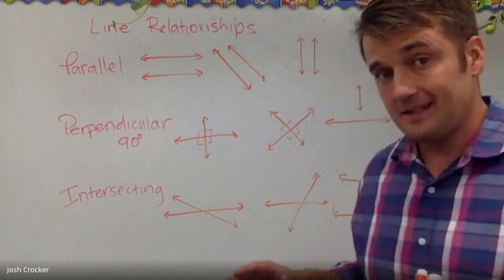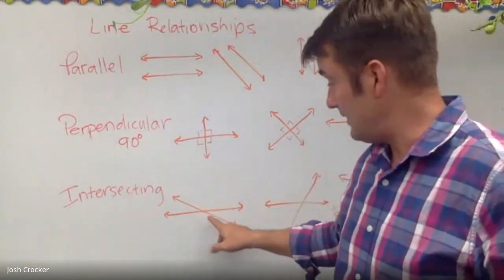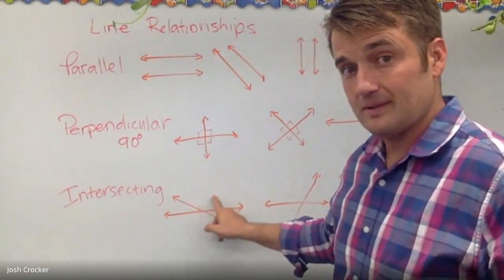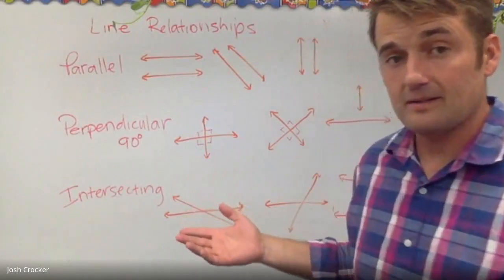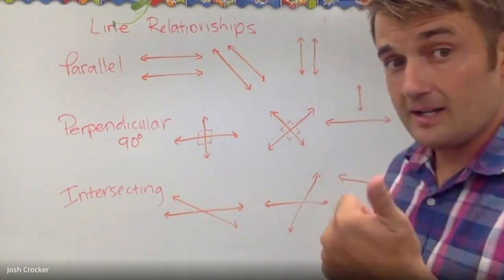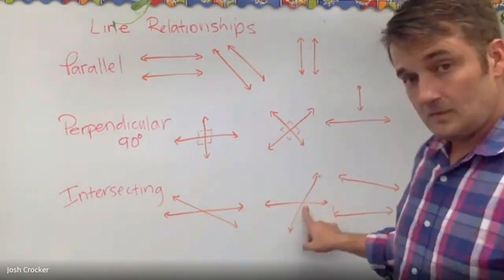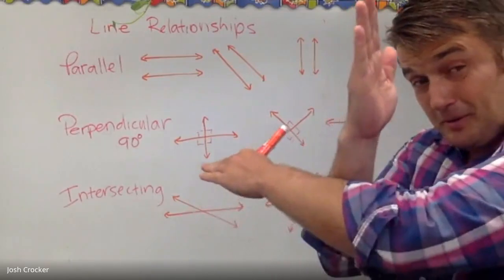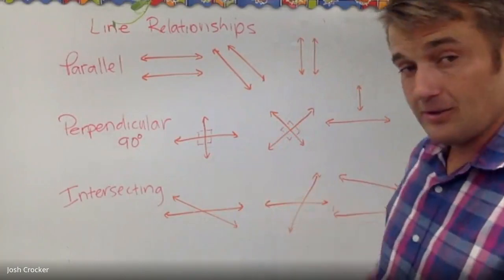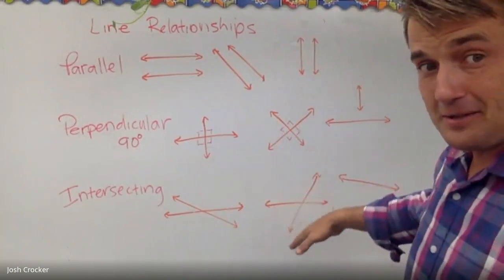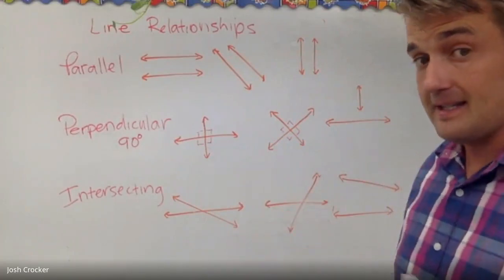If they meet and they make any other angle, like here, we've got acute angles and obtuse angles: acute, acute, obtuse, obtuse. Those are intersecting. So if they cross and they're not 90 degrees, we call all of it intersecting. The same thing here. This looks like it's almost perpendicular, but it's not. It's like a 94-degree angle and an 86-degree angle, but it's intersecting, because it's not perpendicular and it's not parallel.